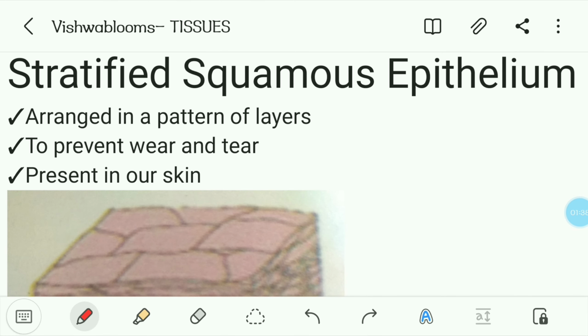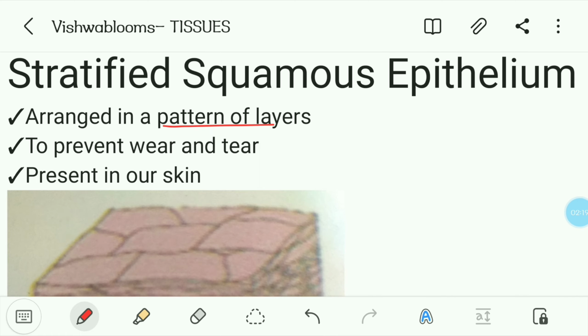Now looking at stratified squamous epithelium. It is just like the simple squamous, but here the layers are arranged in a pattern. So why is it arranged in such a way? Because it prevents wear and tear. Sometimes if it is used more and more, it will tear, right? So to prevent that, we arrange it in a pattern of layers. It is present in our skin, which is a stratified squamous epithelium.